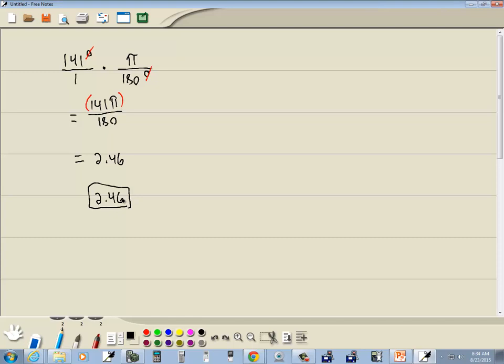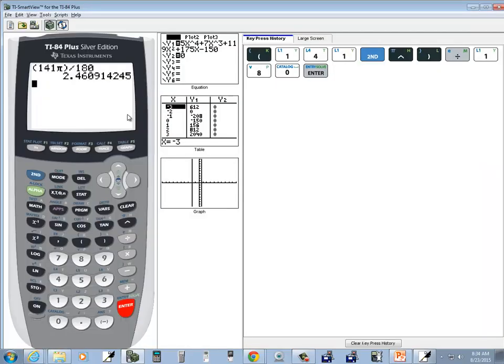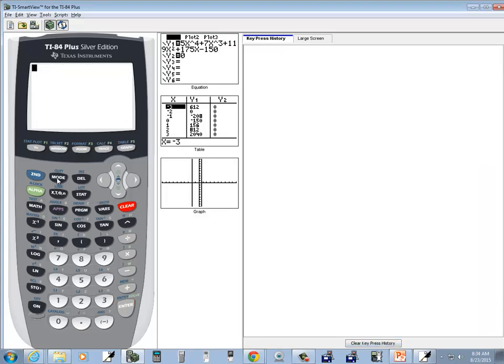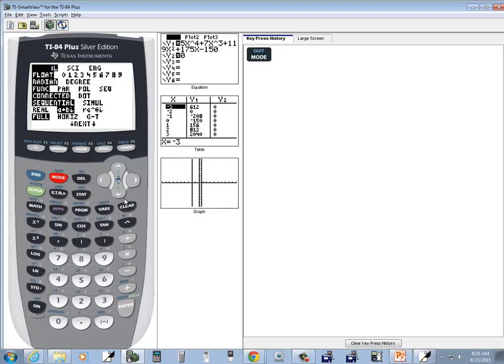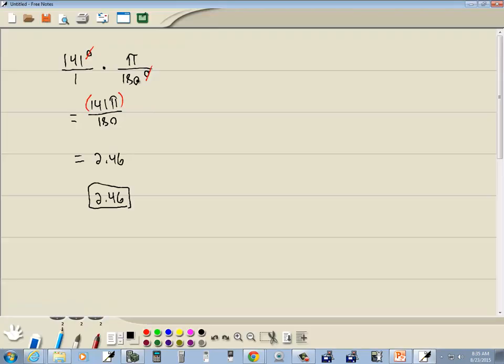Now let's talk about how we can do this on the calculator. We're converting to radians, so on my calculator, if I go to mode and come down to the line that says radian degrees, I want to make sure radians is chosen. Mine's already chosen, but if yours isn't, make sure your flashing cursor is on radian and press enter one time. Then do a second mode to exit out. You have to change it to whatever measure you're converting to.